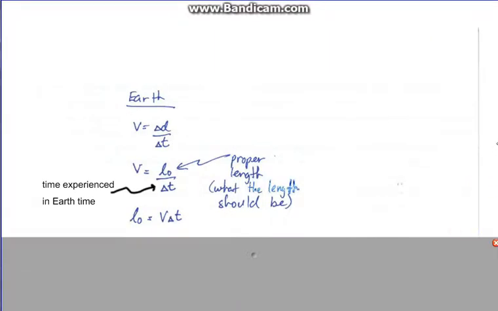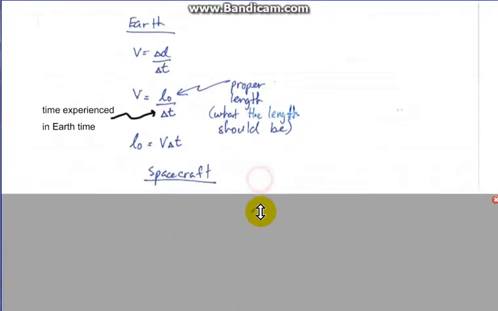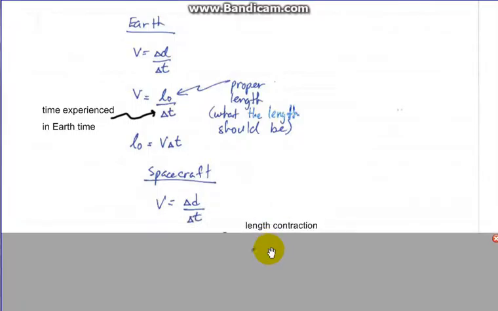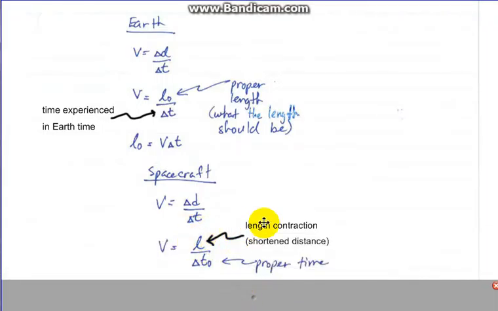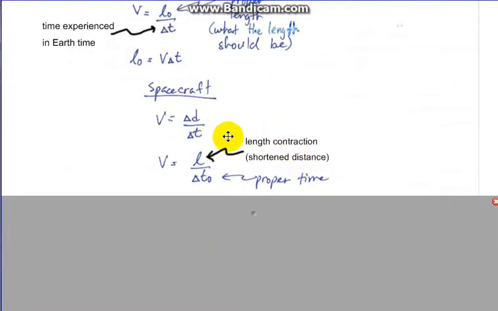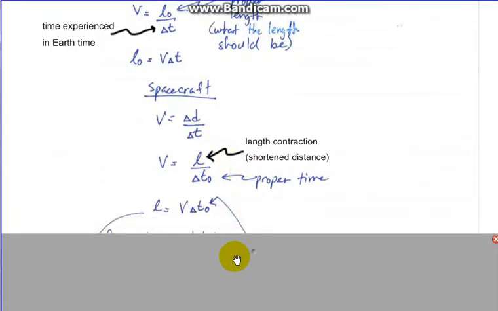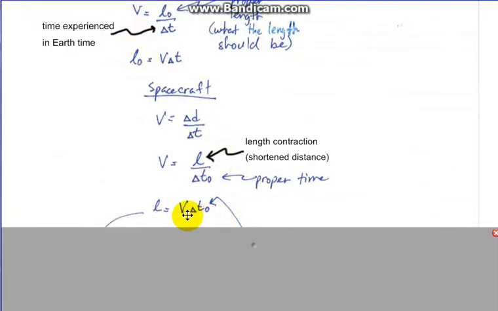If we take a look at what the spacecraft is experiencing, speed equals distance over time, as generally stated. In this case, L is going to be the length contraction experienced by the ship, similarly to the time dilation. The time here is proper time on the ship, and this will come into play later, seeing what the shortened distance really means. If we rearrange that for L, we get L is equal to v times the proper time.